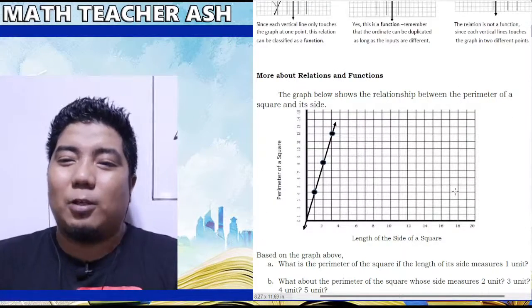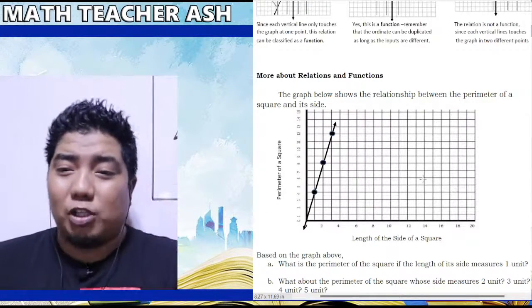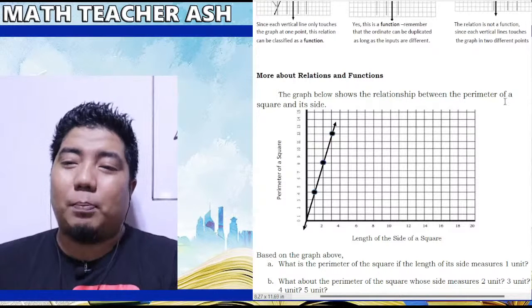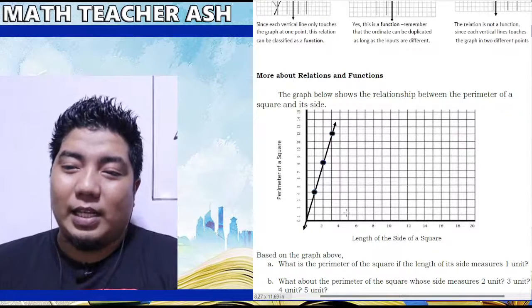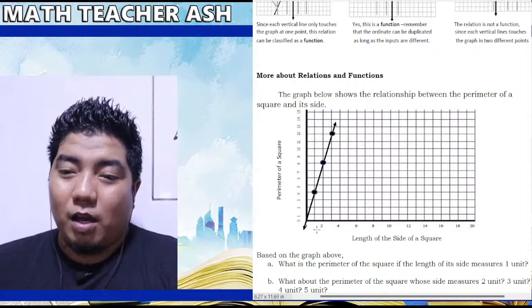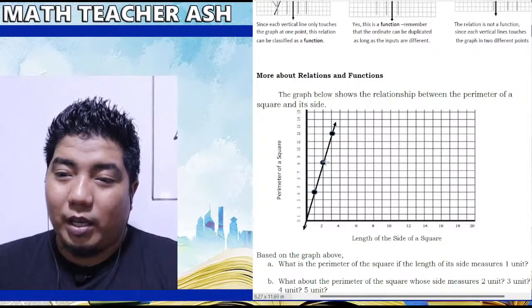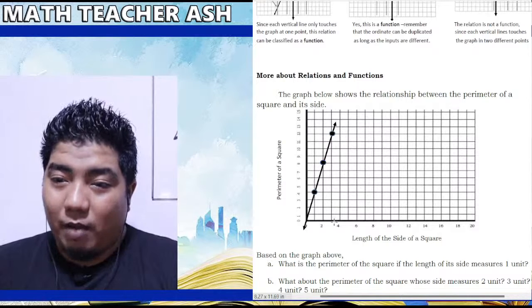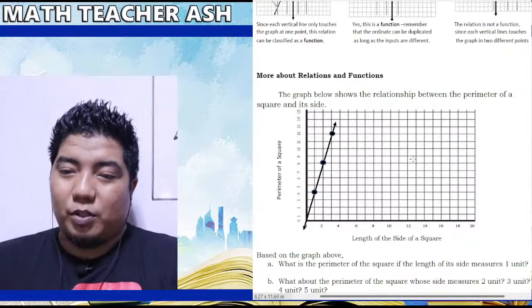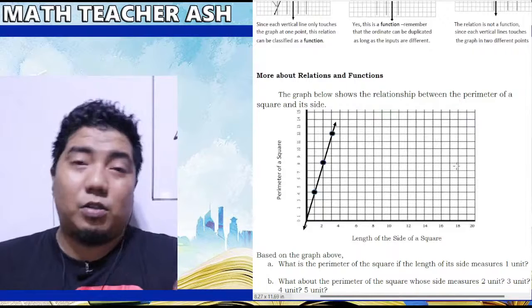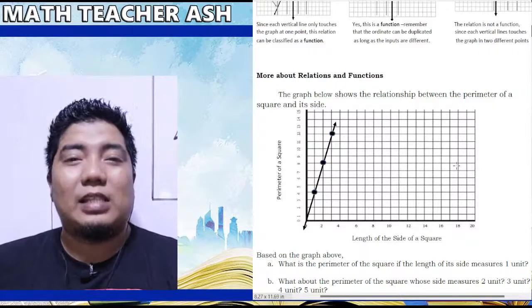Okay, so let us continue. More about relations and functions. The graph shows the relationship between the perimeter of a square and its side. So, we have here 1 and 4. And then when it becomes 2, it becomes 2 and 8. When it becomes 3, it becomes 3 and 12. So, as you can see, this is a linear. So, this is considered also as a function.